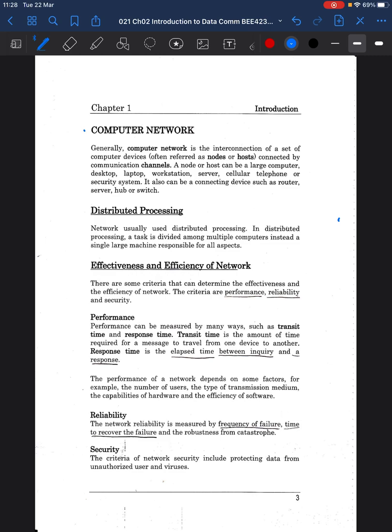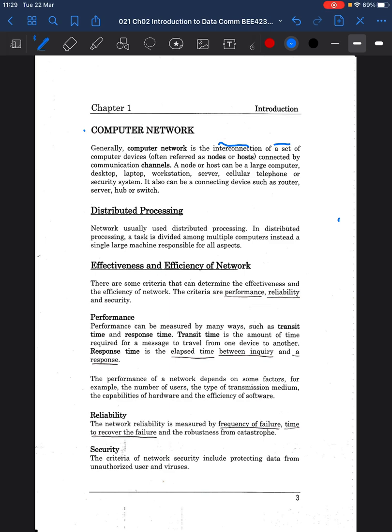So we continue again our lecture. In this video, we will discuss computer network. Generally, a computer network is the interconnection of a set of computer devices, often referred to as nodes or hosts, connected by communication channels, communication medium.